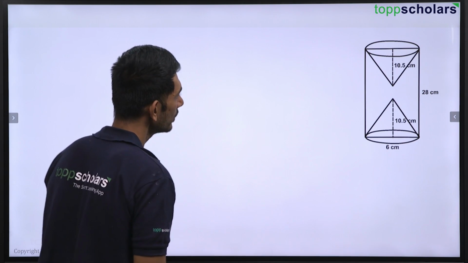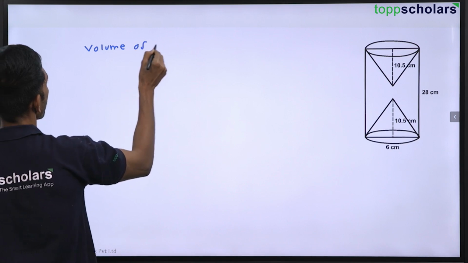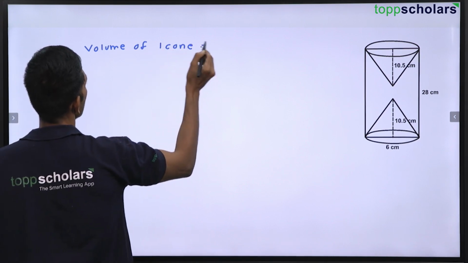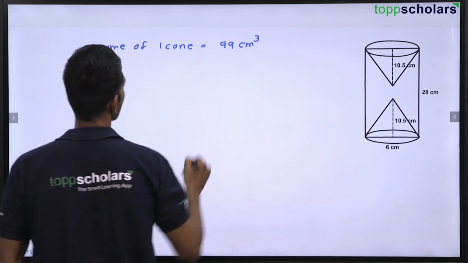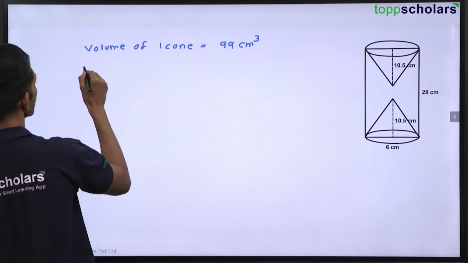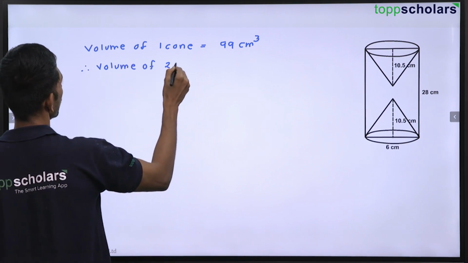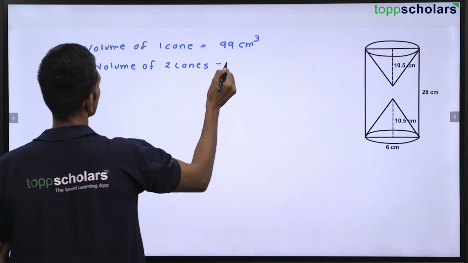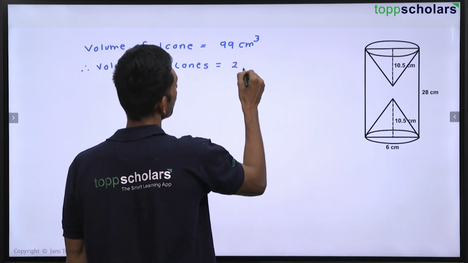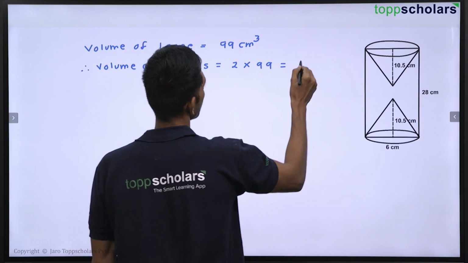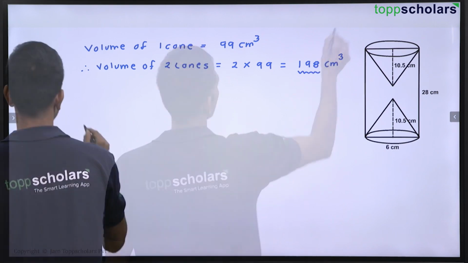So volume of one cone is equal to 99 cubic centimeter. So what will be the volume of two cones? Therefore, volume of two cones will be equal to, because two cones are removed of the same radius and height, 2 into 99, which will be 198 cubic centimeter.